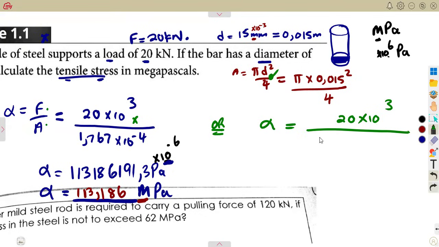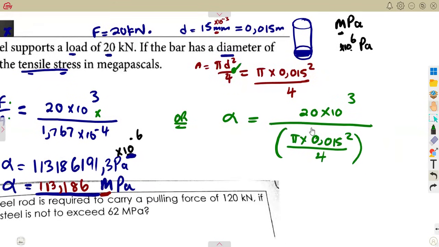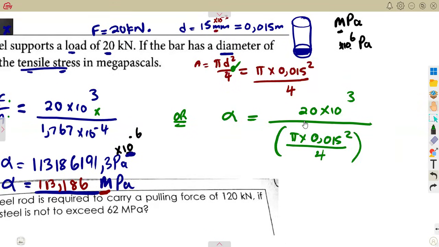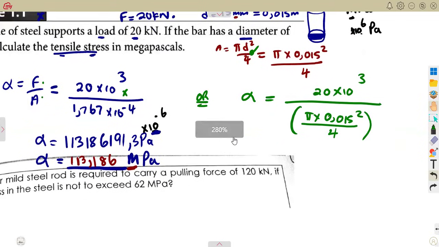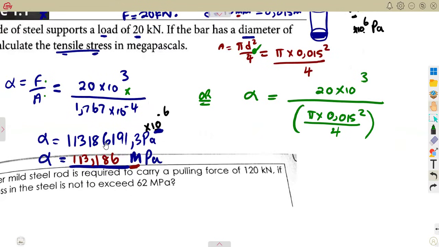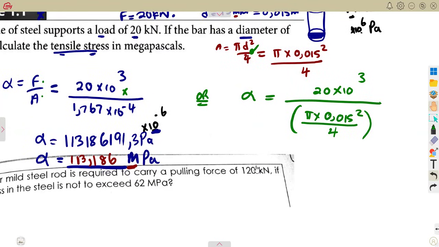So we can simply divide this by the area, pi times 0,015 squared over 4, like this. We can simply calculate and obtain the answer. And like I said, now you know that you're calculating the stress, which is measured in Pascal, and you're going to have these bigger values that are to be converted to the megapascal. So if you understand that, what are you going to do? On this part, you just have to multiply everything that you're getting from your answer by 10 to the exponent of 6.